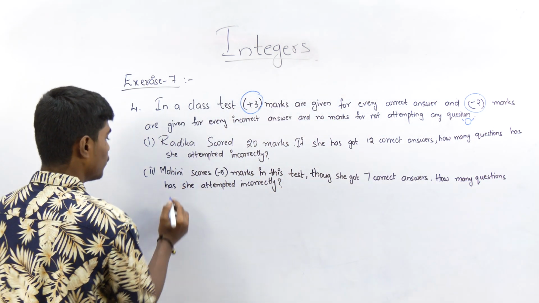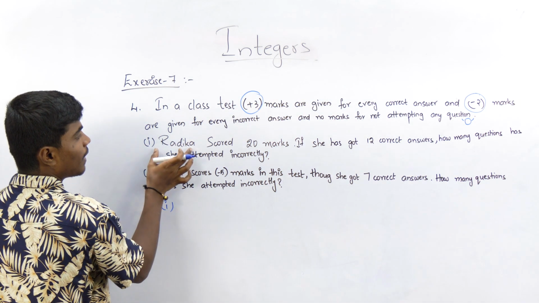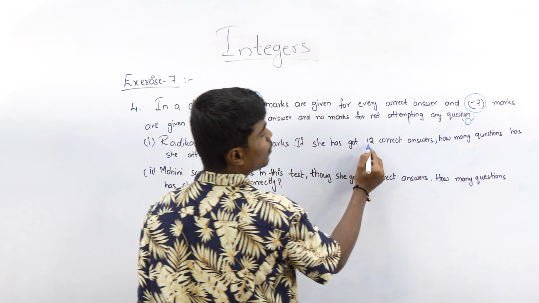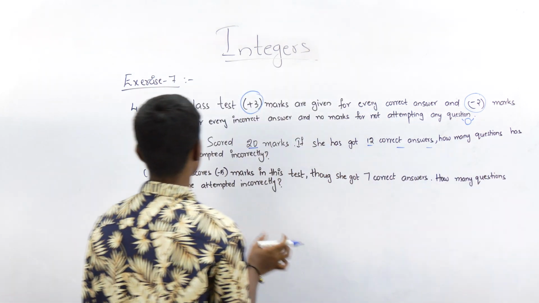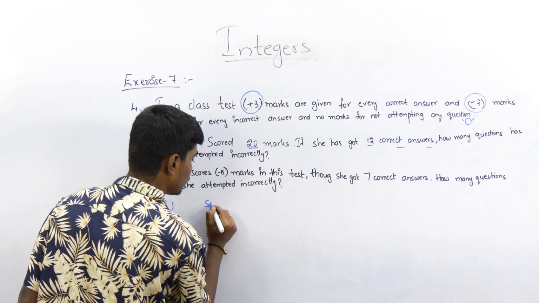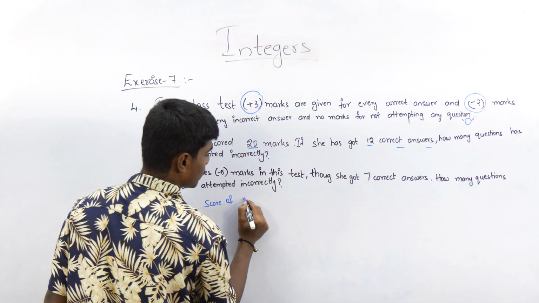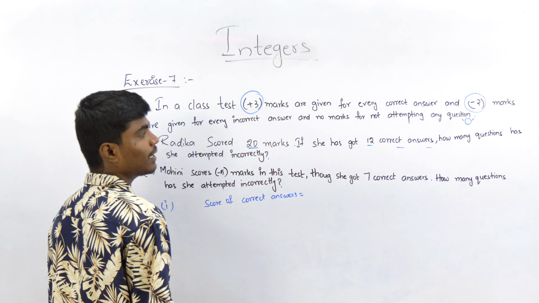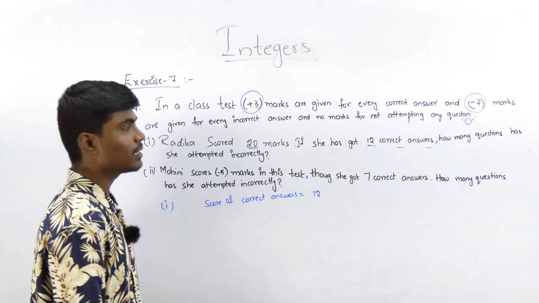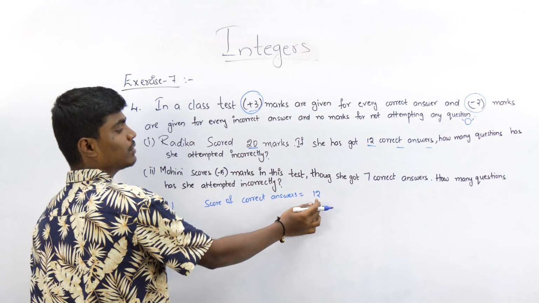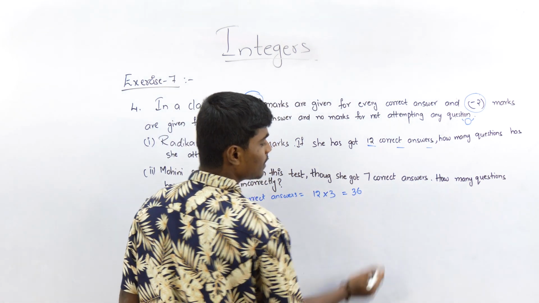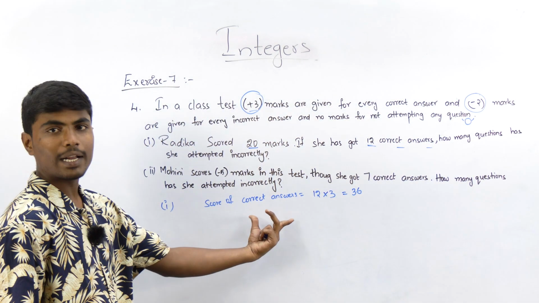Okay. Now, first one, Radhika scored 20 marks. If she has got 12 correct answers, how many questions has she attempted incorrectly? First, score of correct answers. How many correct answers she gave? 12. For every correct answer, what is the score? 3. For 12 questions, it is 12 into 3. It is 36 marks. This is for correct answers.